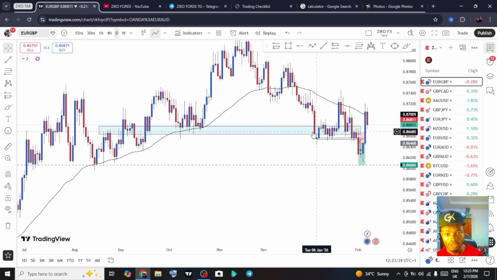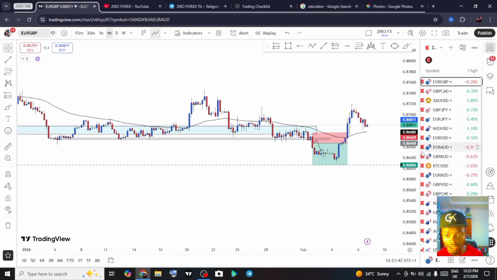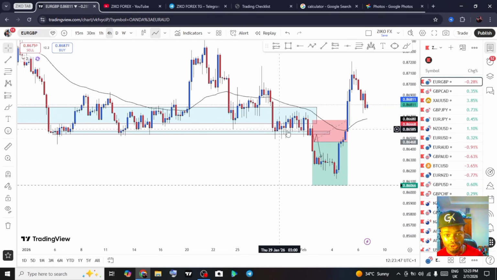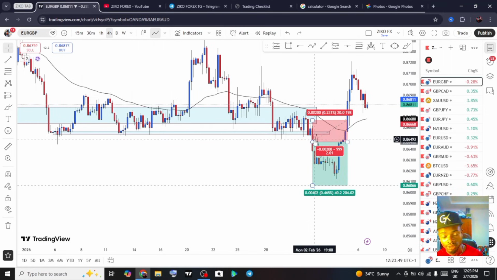So Euro GBP, as you can see, we had a very strong area of interest right here, right? So coming to the area of interest, we were expecting price to close below this line because on the 4-hour time frame, that particular line has held price as mostly support, right? So we need price to be trading below that level to be able to sell.